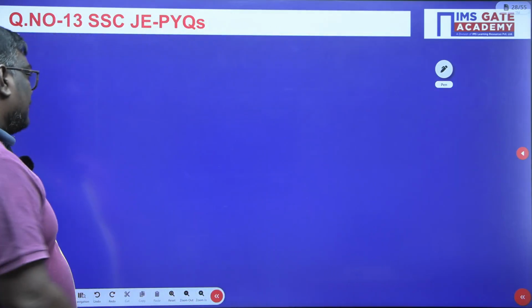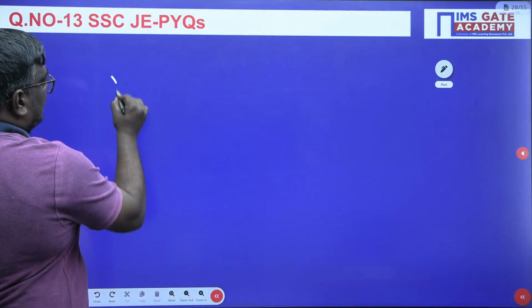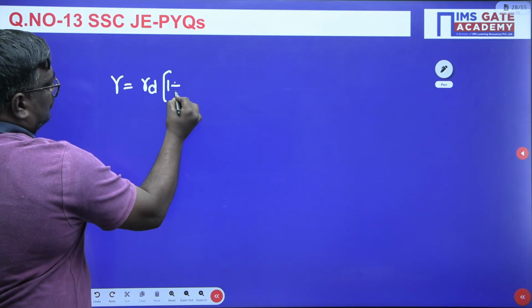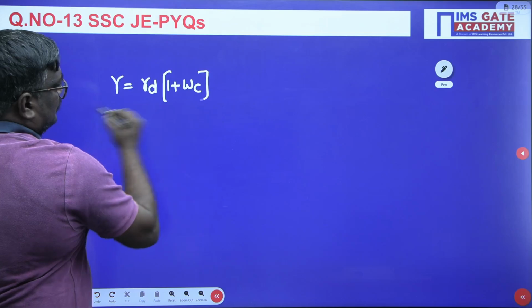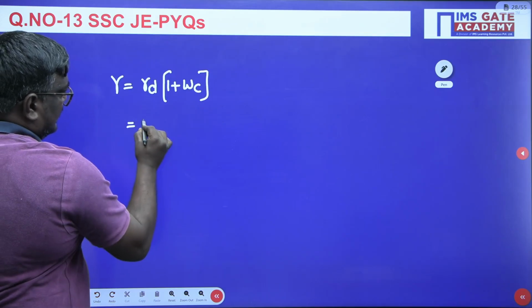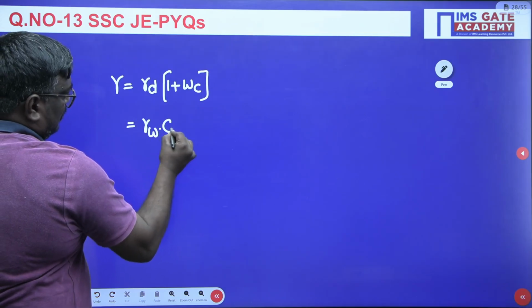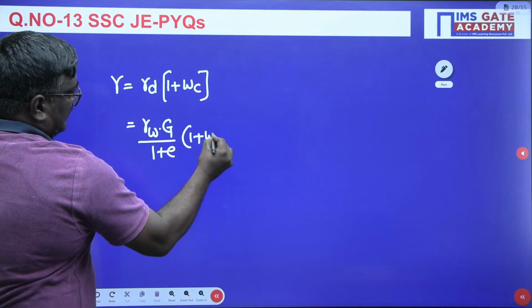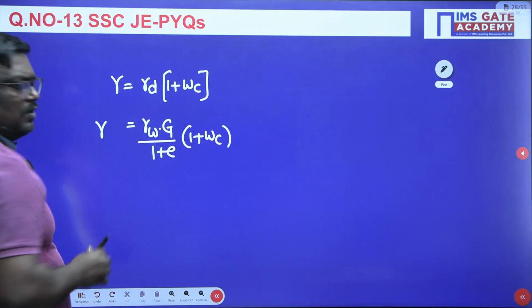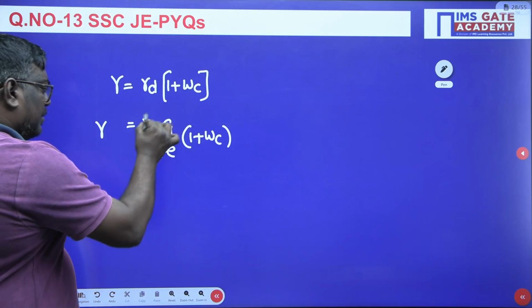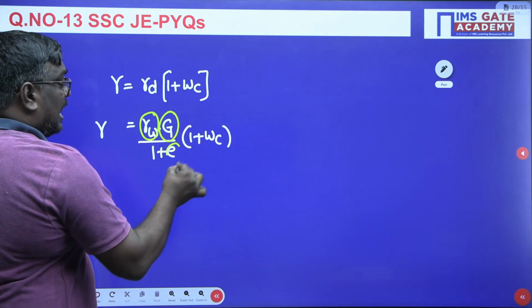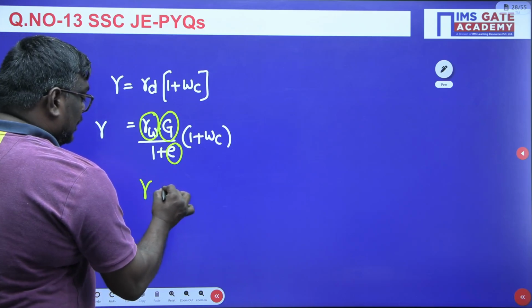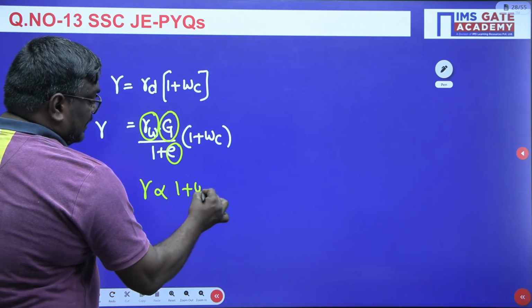Now see, gamma is equal to gamma d into 1 plus water content. Now this is the formula, and he has told gamma d equals gamma W into G upon 1 plus E. Now in this equation, see students, gamma W is constant, G is constant, and in the problem they have taken E also constant. So from this, you can say gamma is proportional to 1 plus water content.